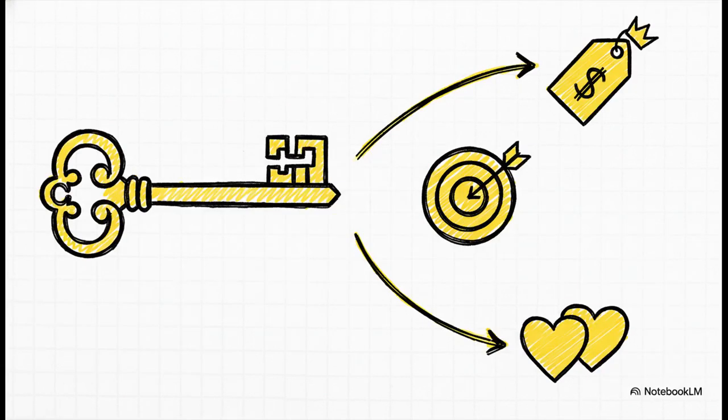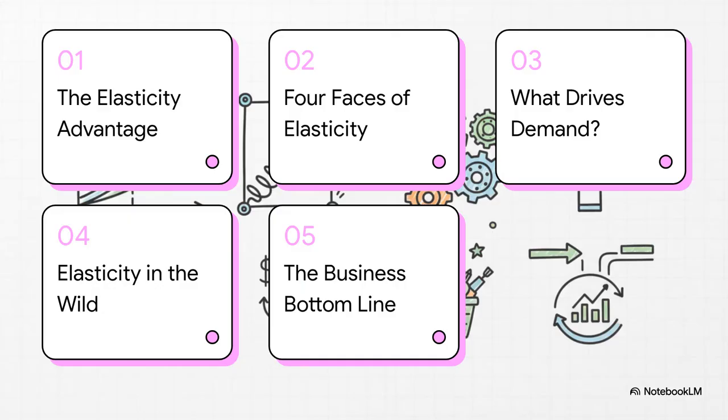It's this sort of hidden force that quietly guides almost all of our decisions as consumers. And look, for any business, getting a handle on this isn't just some academic exercise. It is the absolute key to unlocking your pricing power, to building a killer competitive strategy, and to creating that customer loyalty that everybody wants. So here's how we're going to tackle this today. First, we'll define the core idea. Then we'll break it down into 4 distinct types, kind of like a framework. We'll do a deep dive on what really drives demand, look at some wild real-world examples, and then we'll bring it all home to what really matters, the business bottom line.